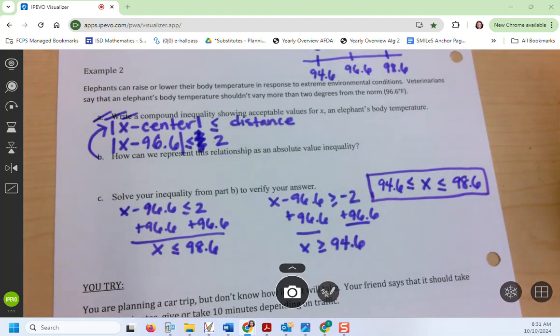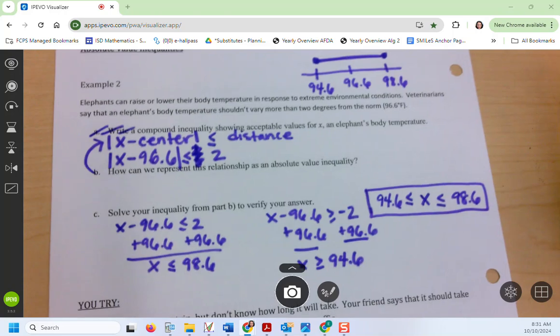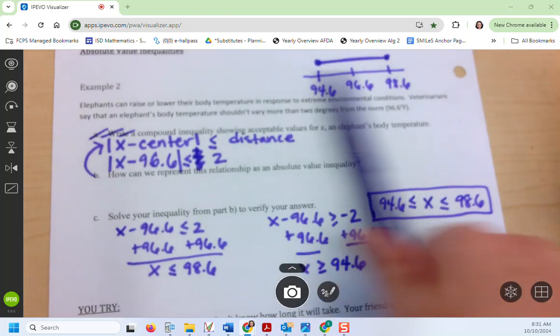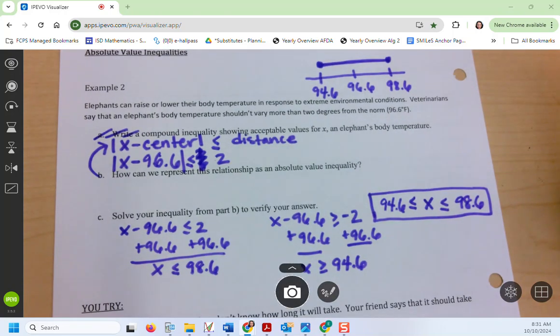You said it says that x is between the numbers? Mm-hmm. Just like we showed on our number line right here. Okay. All right, I want you to try the you try problem now.